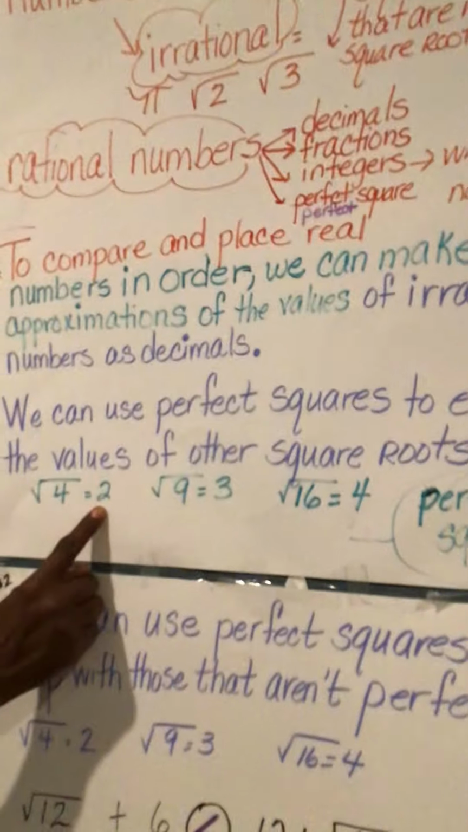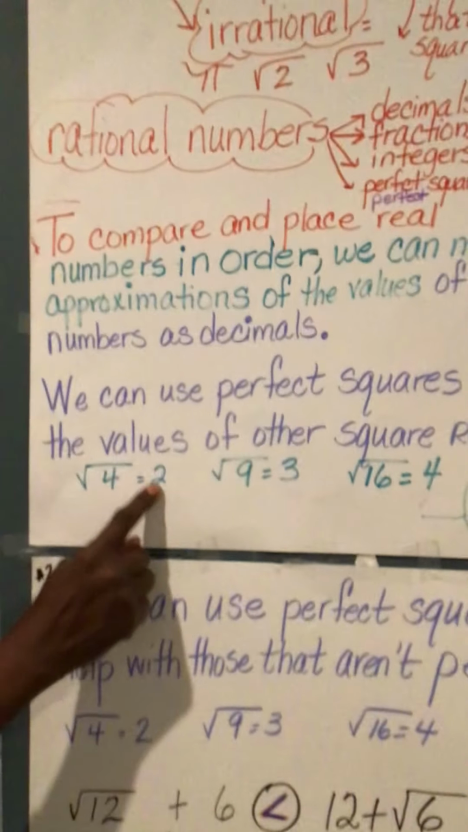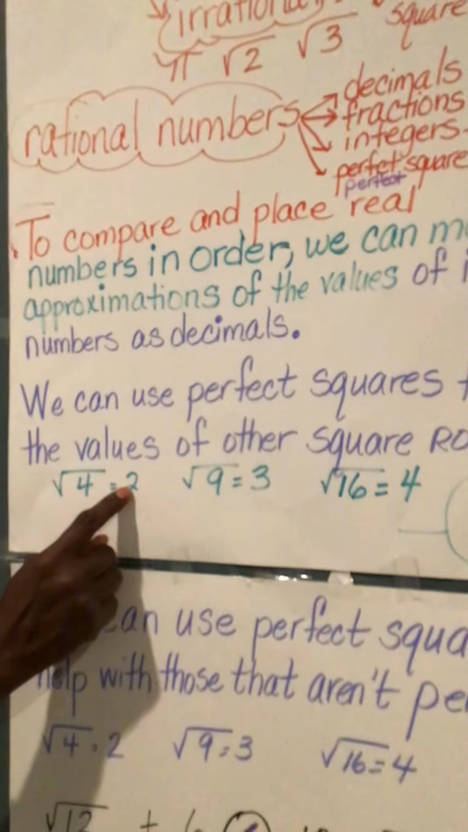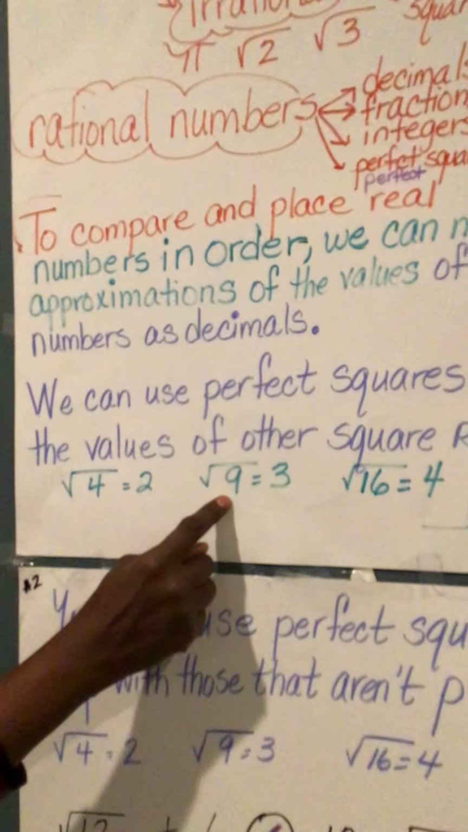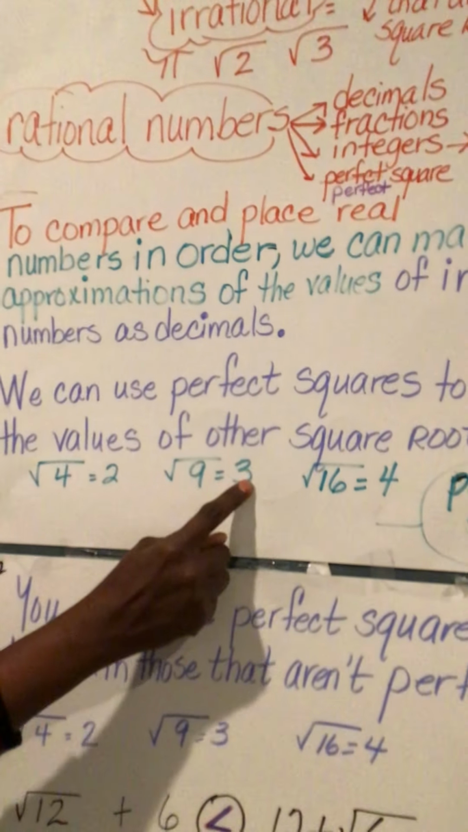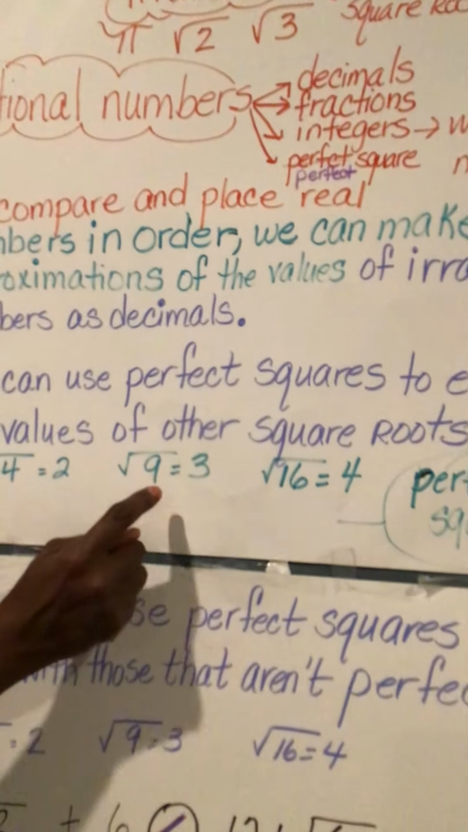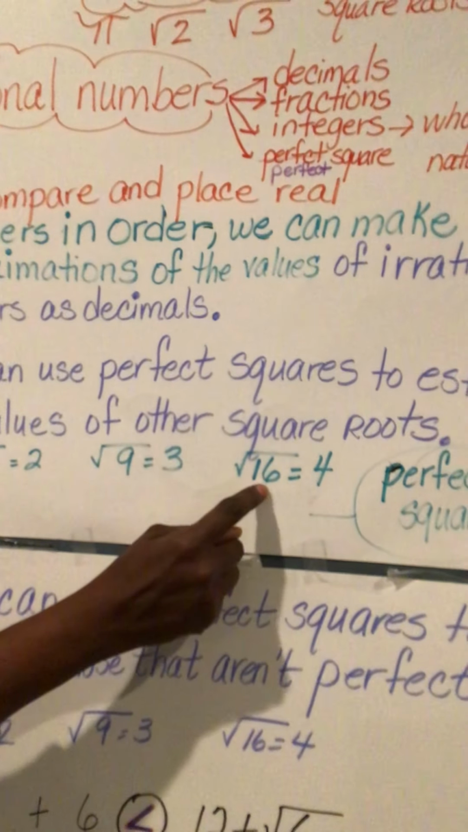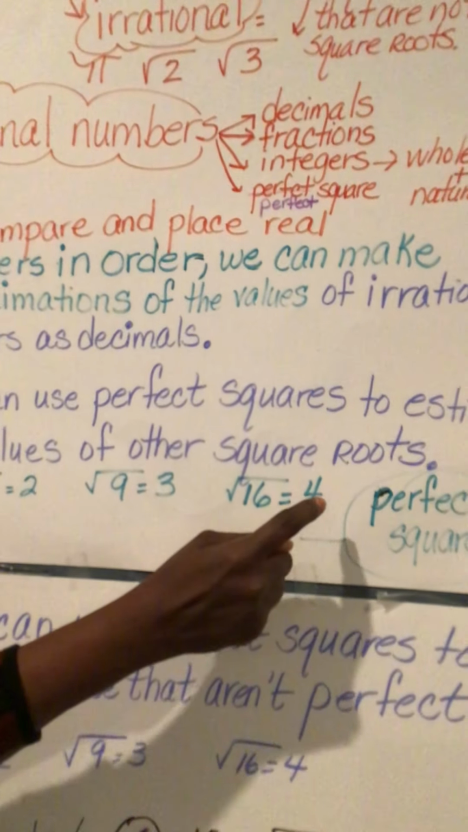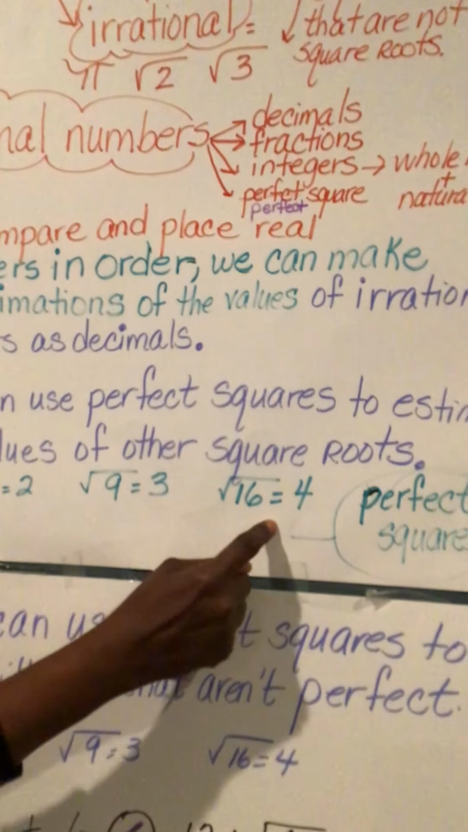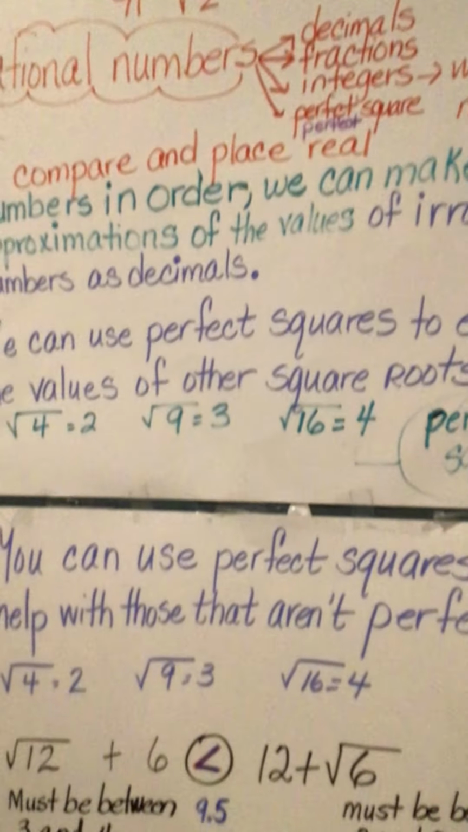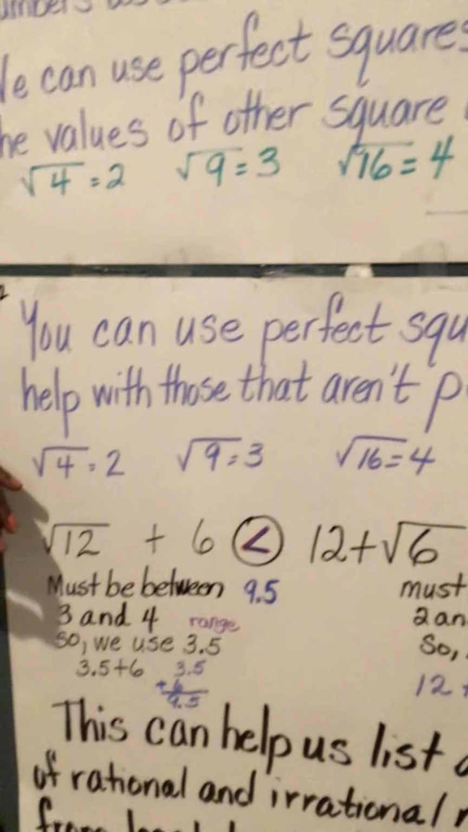The square root of 4 is 2. 2 times 2 is 4. That number times itself will give you 4. Square root of 9 is 3. 3 times 3 is 9. It's a perfect square. Square root of 16 is 4. 4 times 4 is 16. Perfect square.